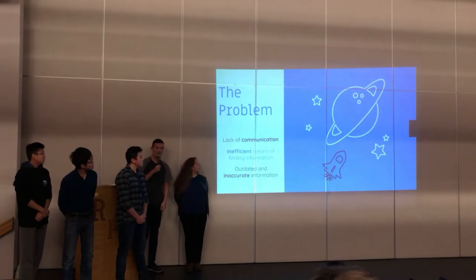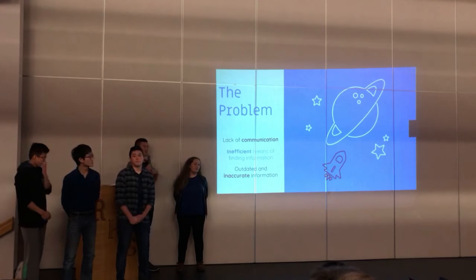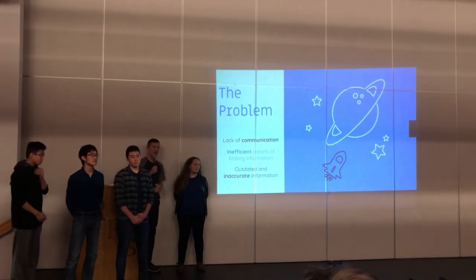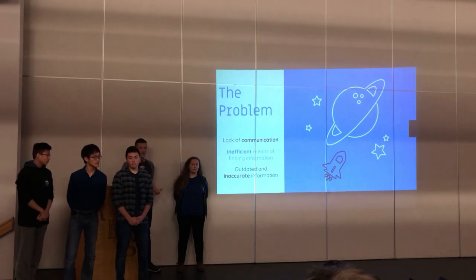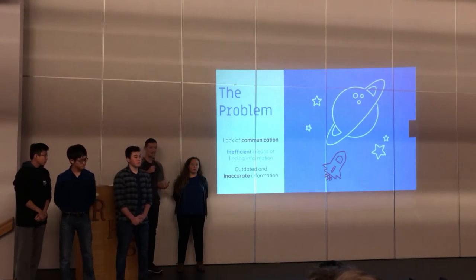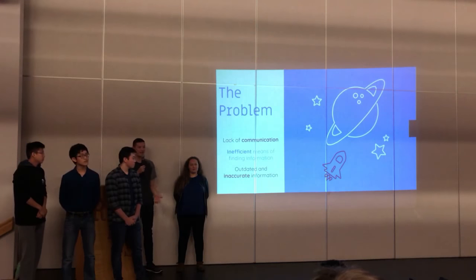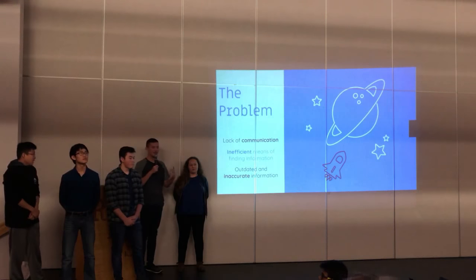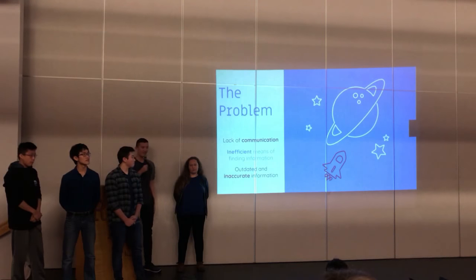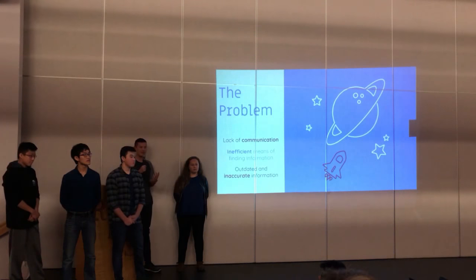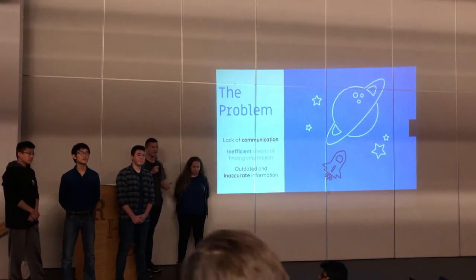A problem that we've noticed not only at our school, but at many other schools, is that the clubs at our school have had a lack of communication. And when we've tried to look up information about our clubs, there's been inefficient means of finding that information. And even when we find the information, it is outdated and inaccurate. Our school website does not have all of the correct information and it is not updated nearly enough.